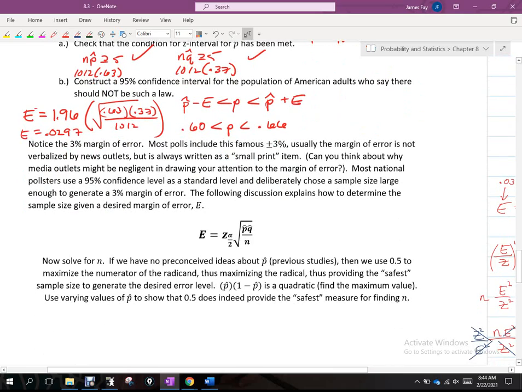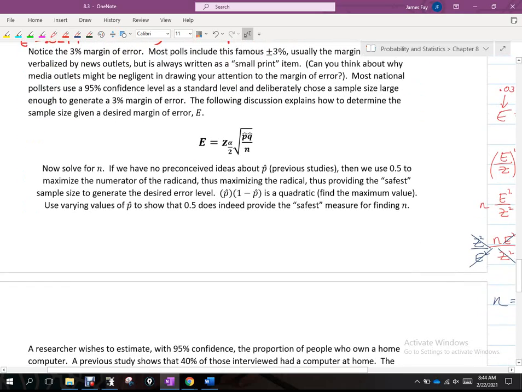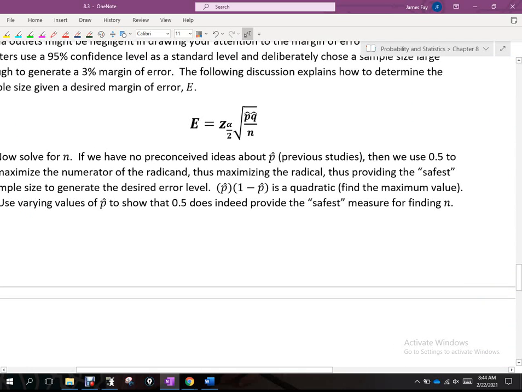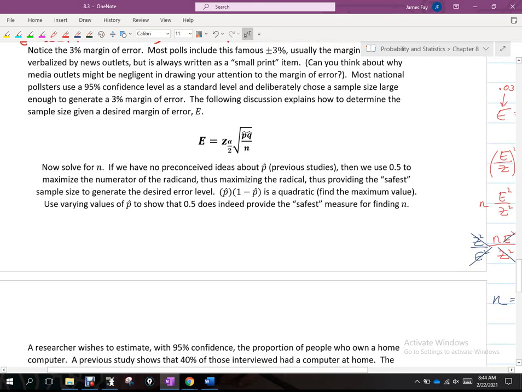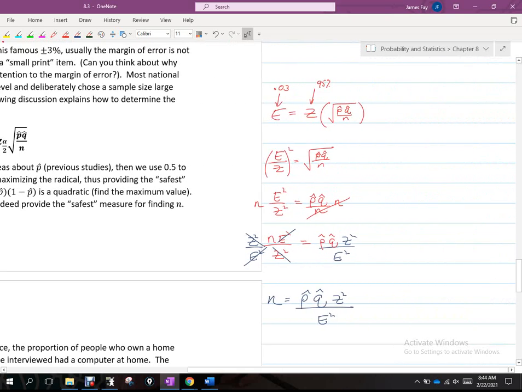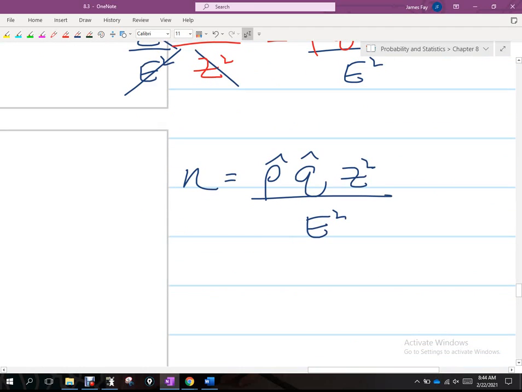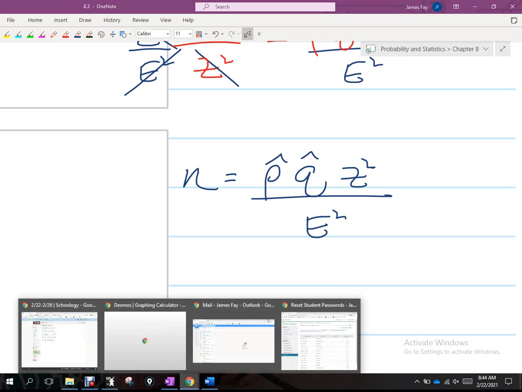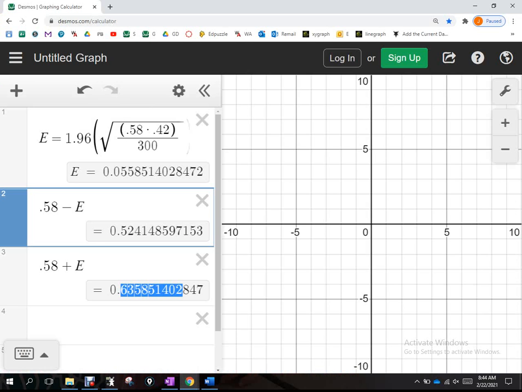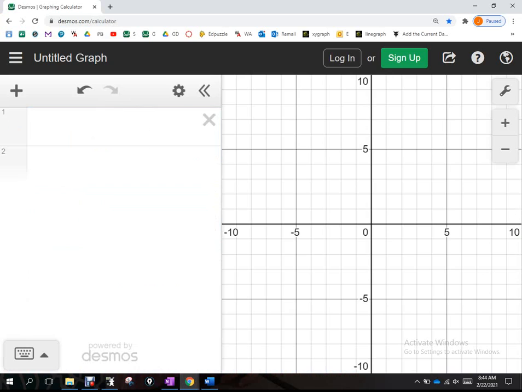So what I would do is I would let p hat be 0.5, and I would let q hat then be its complement, which is also 0.5. Does that make sense? Because what that does is it will maximize this number right here. If we go through, those of you that took college algebra, you know this.